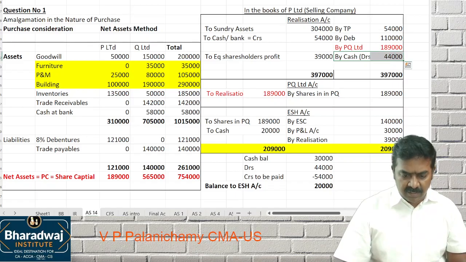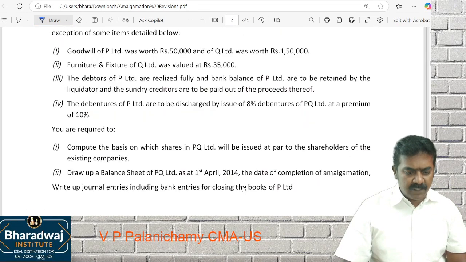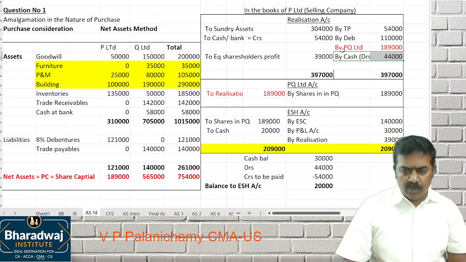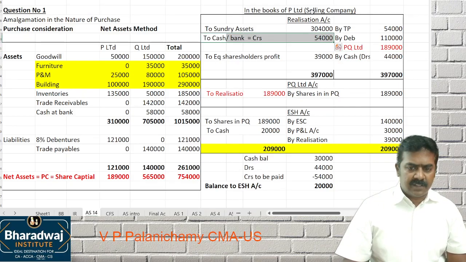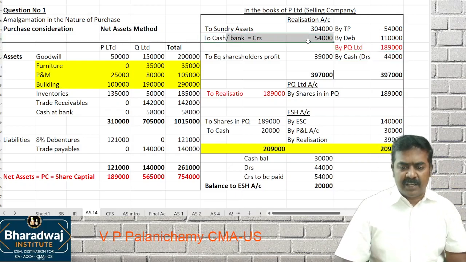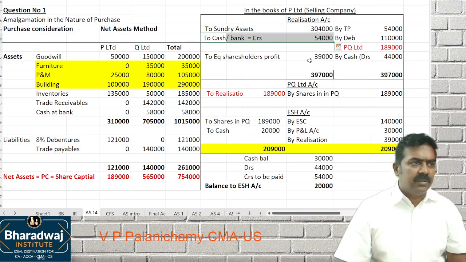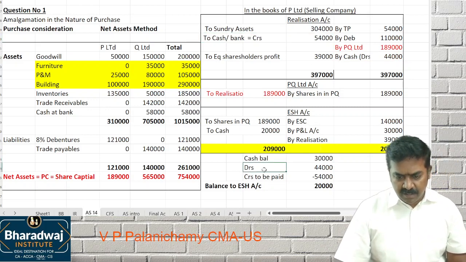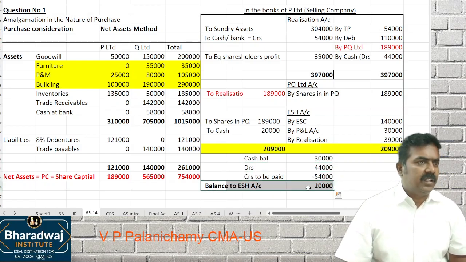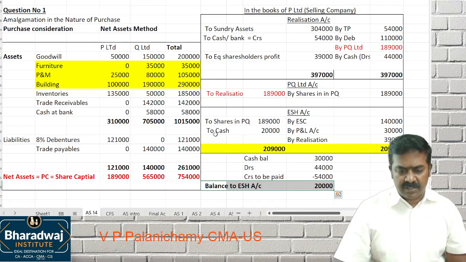It's given, clearly mentioned in the question. What is given? Debtors are realized in full. Bank balance to be retained by liquidator and sundry creditors are paid. Which means we are getting cash from debtors. Then we are paying cash to whom? Creditors. For assets not taken over realized, cash to realization. Liabilities paid by the selling company, realization to cash. Opening cash balance plus debtors realized minus creditors paid. Balance is payable to whom? Equity shareholders.